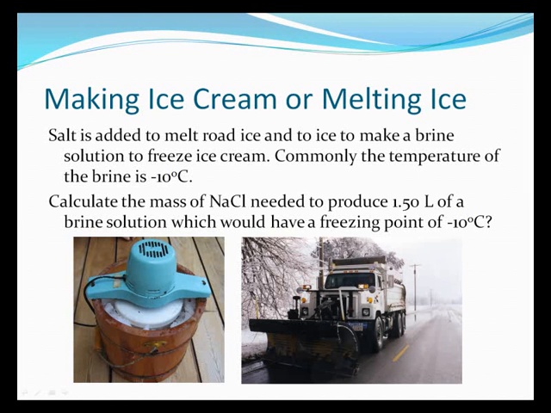Well, it turns out that colligative properties are at the core of some relatively common activities. The melting of ice on the roads in the winter is a result of the colligative property of freezing point depression. We also use that to lower the temperature of a brine solution if we want to make ice cream. So, let's calculate the mass of sodium chloride needed to produce 1.5 liters of a brine solution, which would have a freezing point of -10.